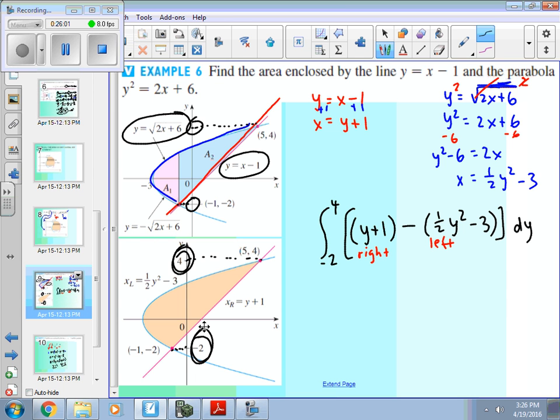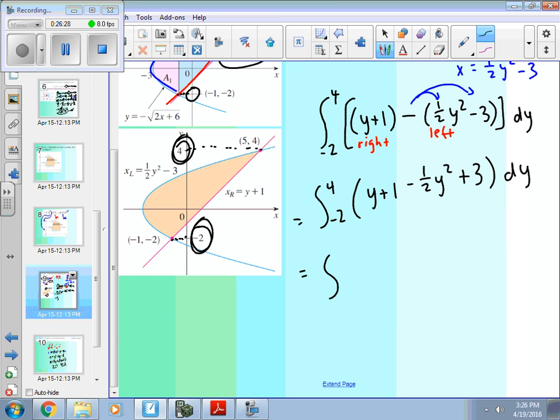This one looks like we could maybe do a little simplifying right away here, so we don't have to find as many antiderivatives. This is like minus this and minus that. So another way we could write that would be y plus 1 minus half y squared plus 3, because minus a negative would be plus. And then it looks like we could combine two of these terms here. So we would have 1 and 3 would be 4.